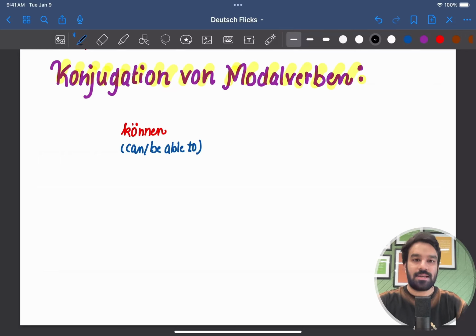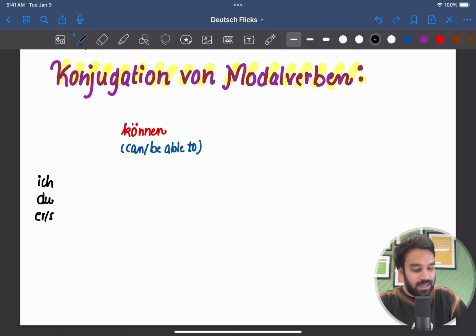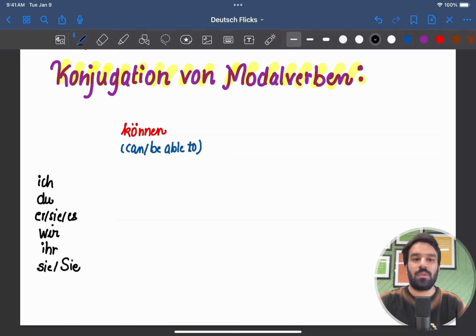Before that, let's write all the personal pronouns in sequence. Ich, du, er, sie, es, wir, ihr, sie, Sie. Okay. Now the way we conjugate können according to ich is something you have to learn by heart because all the modal verbs are irregular verbs. So according to ich, we say kann.